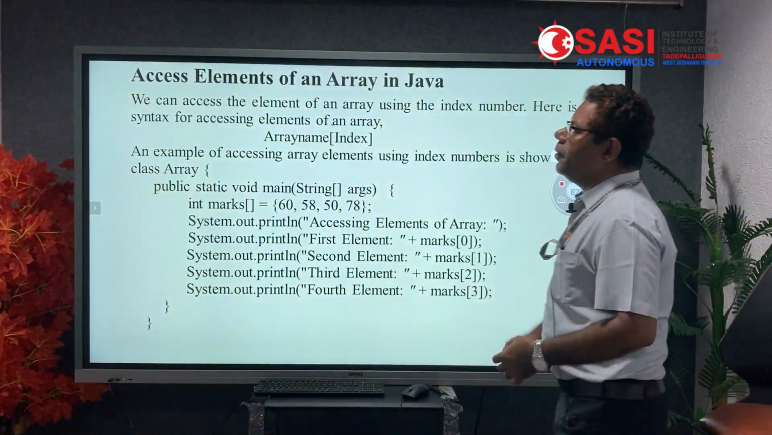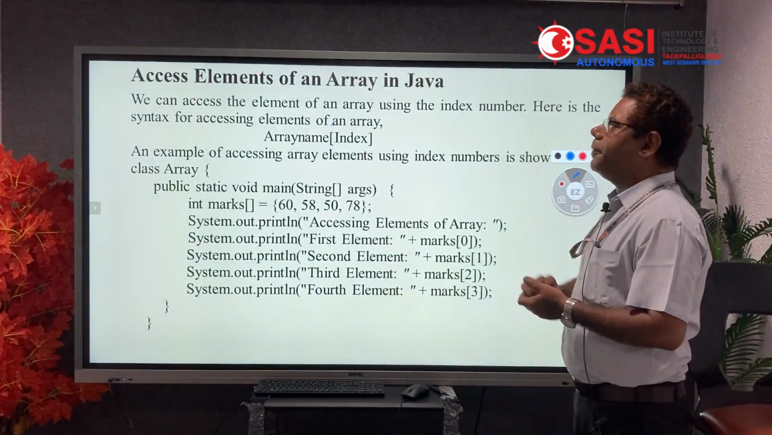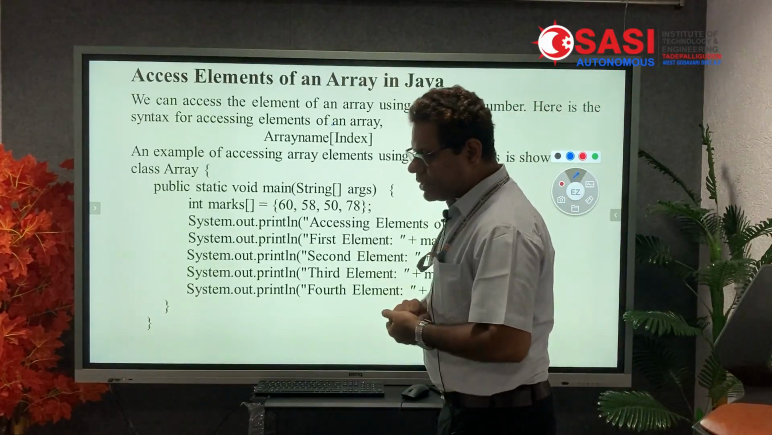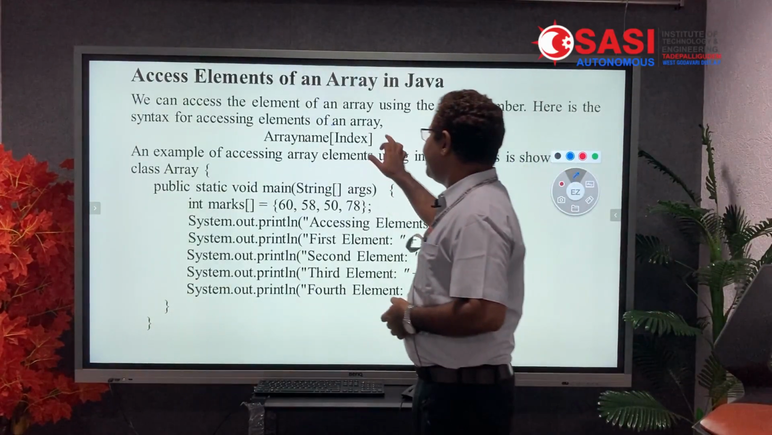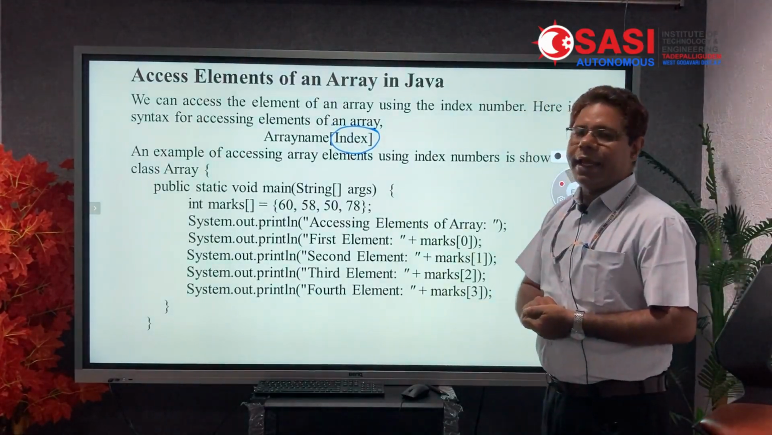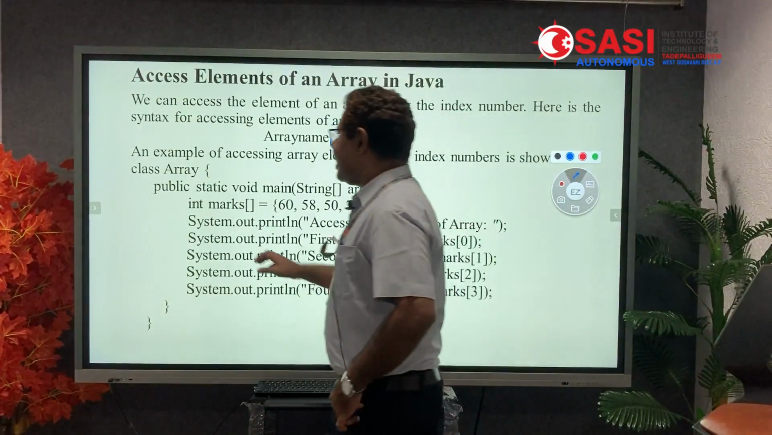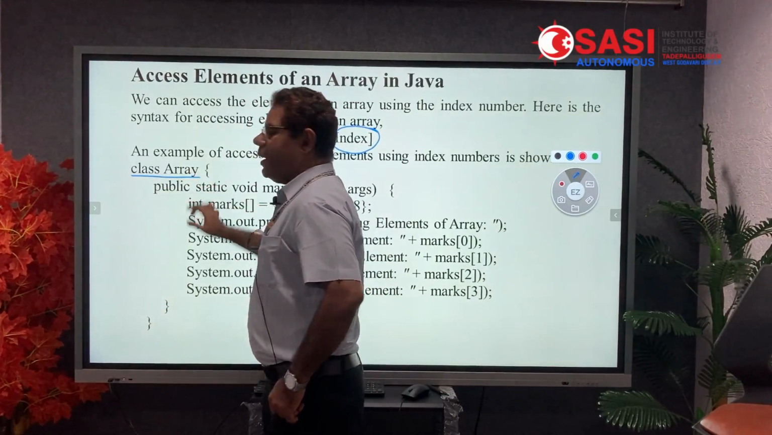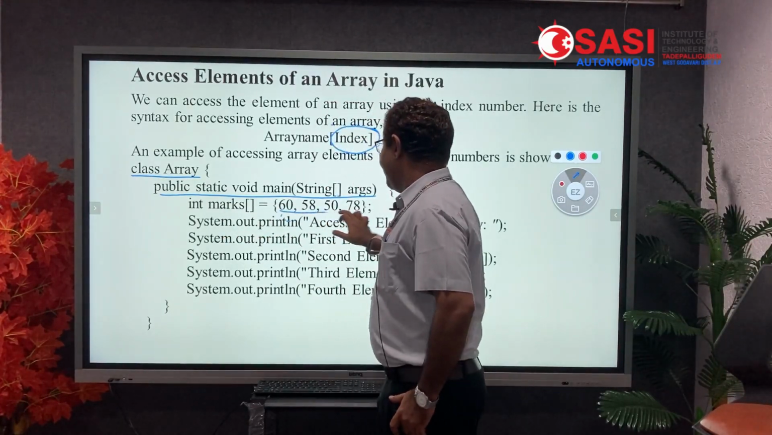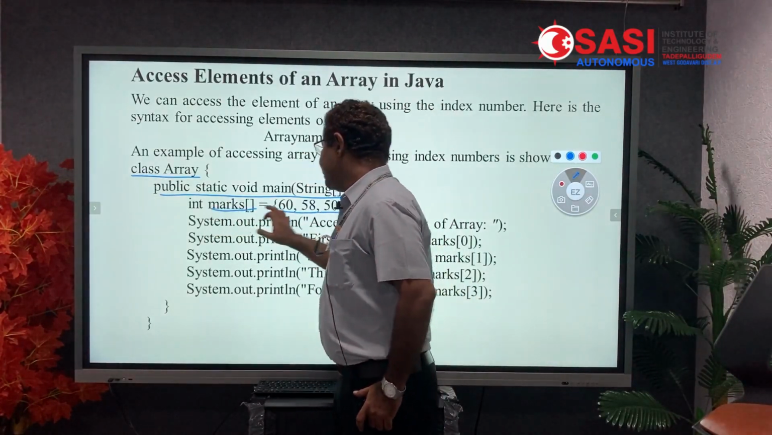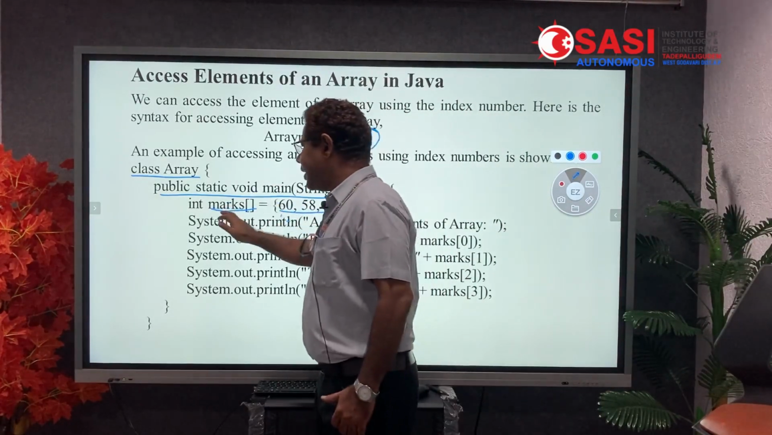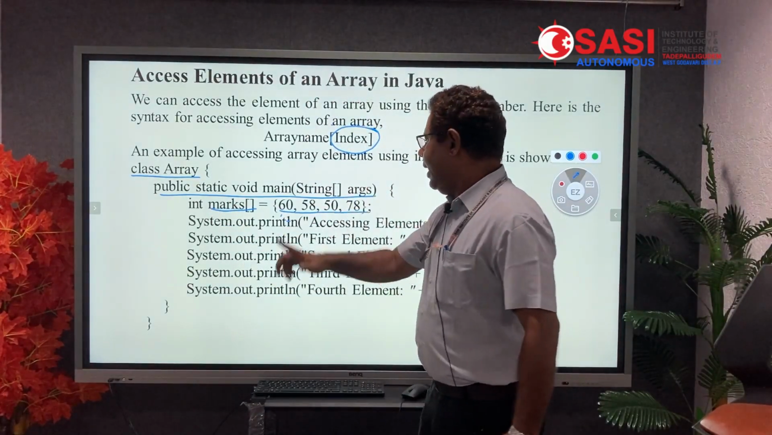Now we can see how we can access the elements of an array in Java. So how can we access? We can access the array elements using the index. For example, consider a class array main method. Here we are directly assigning values to an array. So 60, 58, 50, 78 are the values that are assigned to the mocks array name.